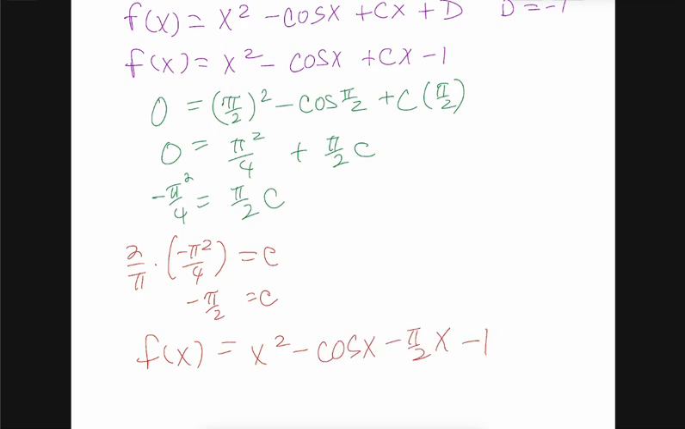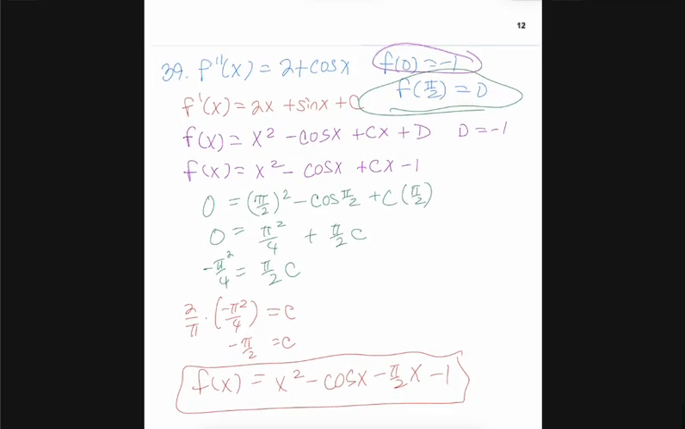So our final answer is that f of x equals x squared minus cosine of x minus pi over 2 x minus 1. How could we check our work? Well, if we plug in pi over 2, we better get 0. If we plug in 0, we better get negative 1. If we take the first derivative, we should see that. If we take the second derivative, we should see that. So if you follow that, that's the hardest one.